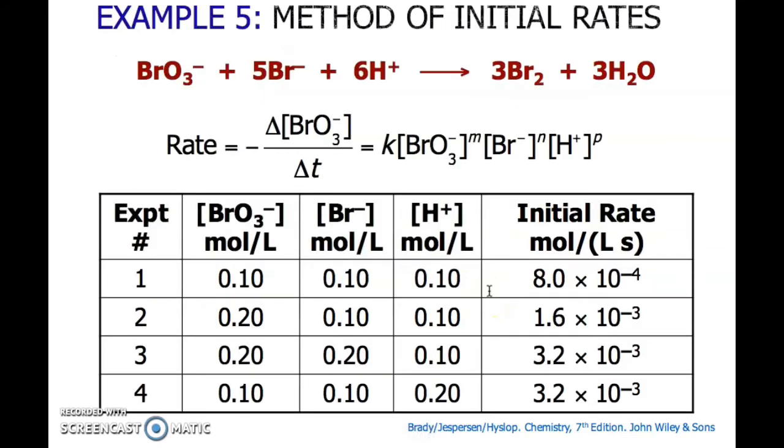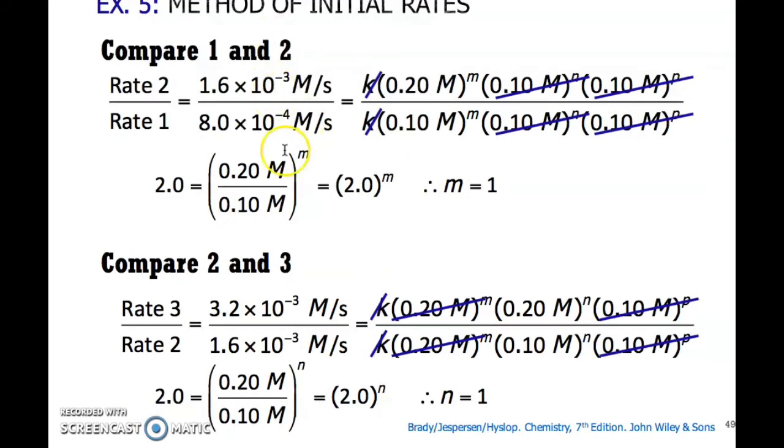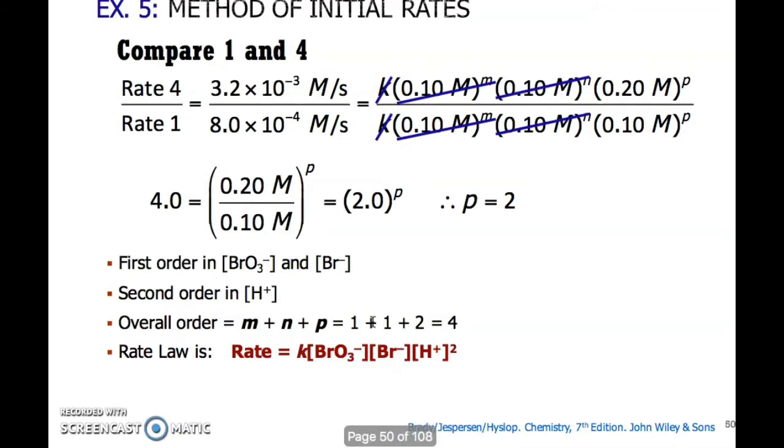This is another example for the method of initial rates. We look at experiments 1, 2, 3 and 4. This is the rate law. You can look at this, how to compare. So this is the overall order. You get 4.